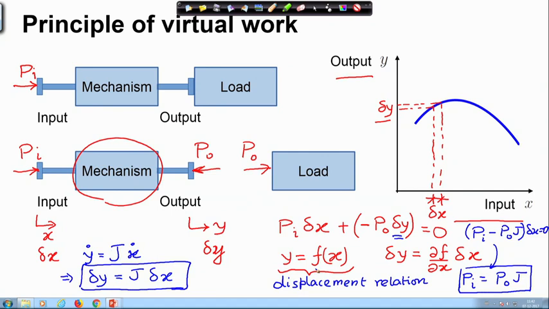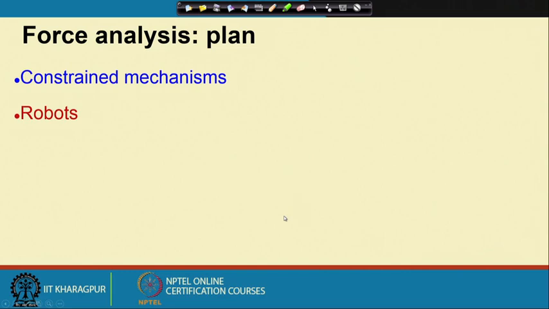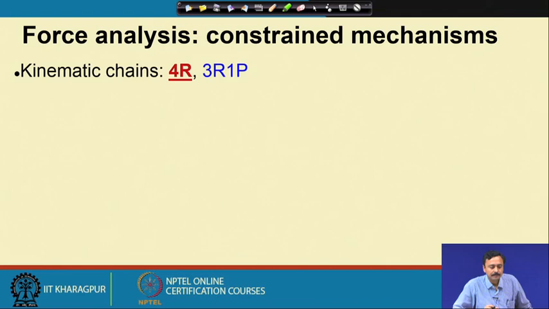So, what did I require? I required the input output velocity relation or the displacement relation, and from there I can very easily find out the force relation. So, this is how the principle of virtual work is used. So, our plan is to study constraint mechanisms and subsequently robots. So, force analysis of constraint mechanisms, we are going to look at two chains.